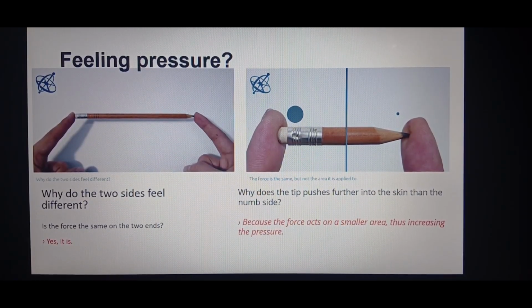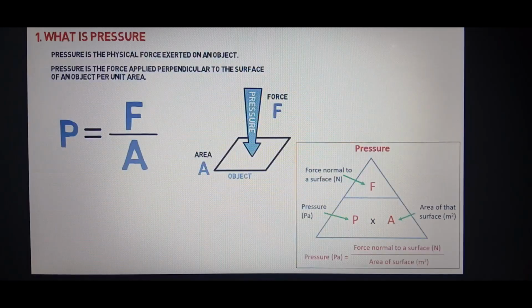Why does the tip push further into the skin than the blunt one? The reason is because the force acts on a smaller area, thus increasing the pressure. As we look at the next slide where we will discuss the formula, this picture will make some sense.